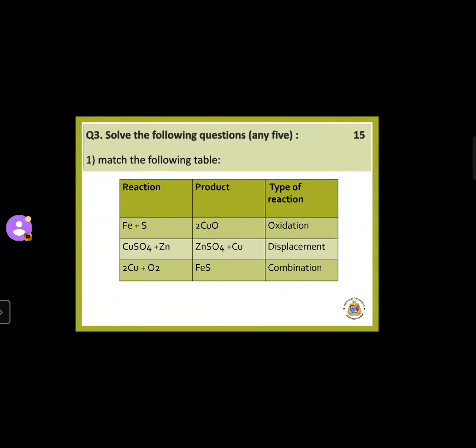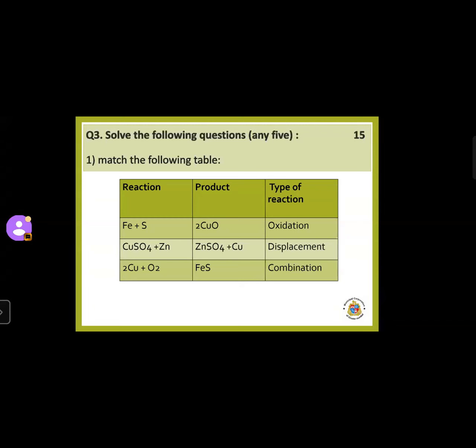The first question, match the following table. Now in the table, there is a reaction, product, and chemical reaction type, that is type of reaction. Now reactions are Fe plus S, CuSO4 plus Zn, then 2Cu plus O2. Products have been given here, that is 2CuO, then ZnSO4 plus Cu, FeS. Now type of reaction here: oxidation, displacement, and combination. Now you have to match this table.